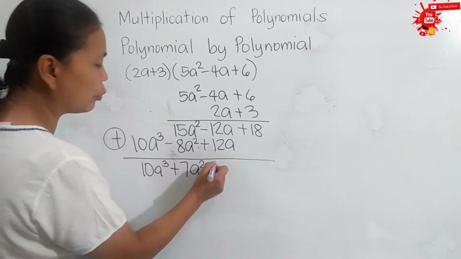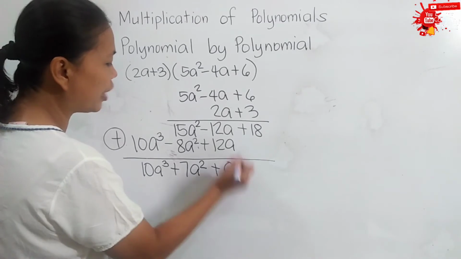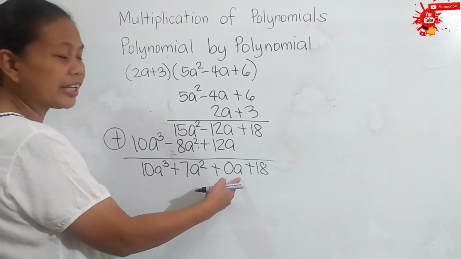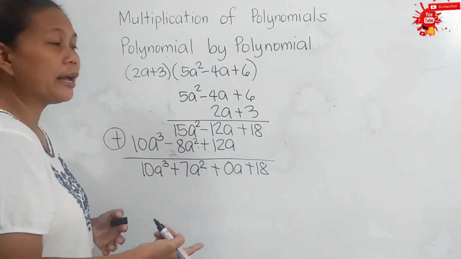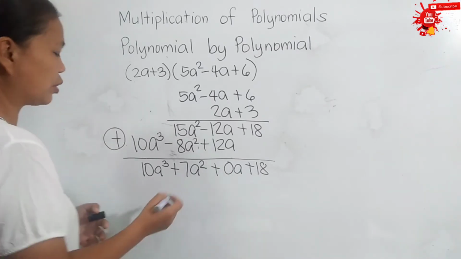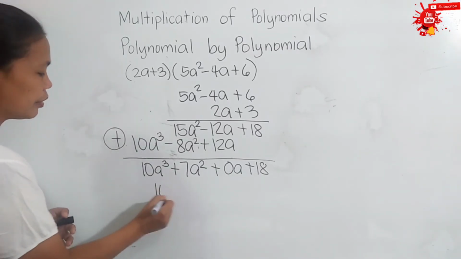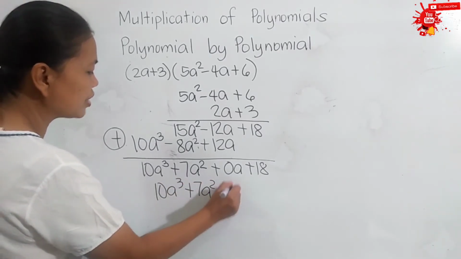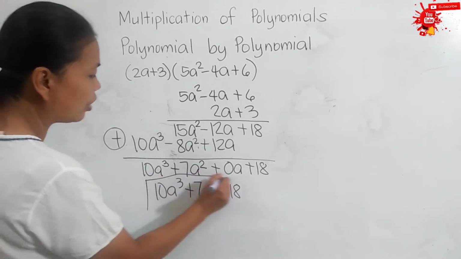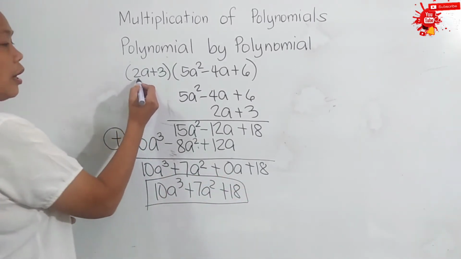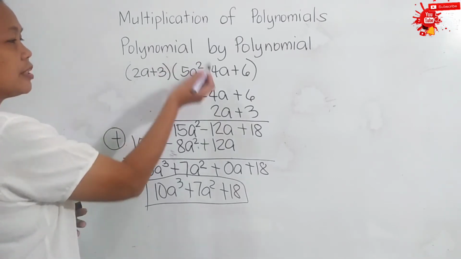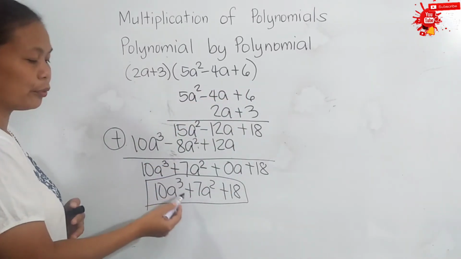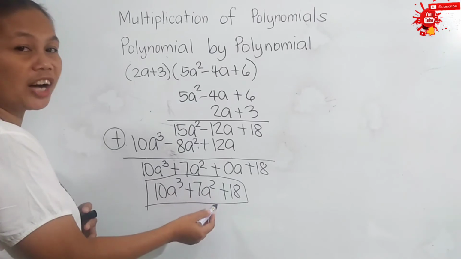And what is negative 12 plus positive 12? So it is equal to 0. So we have 0a. And then bring down positive 18. Then if we have 0 times a, it is equal to 0 because any number multiplied by 0 is 0. So our final answer will be 10a cubed plus 7a squared plus 18. So the product of 2a plus 3 times the polynomial 5a squared minus 4a plus 6 is 10a cubed plus 7a squared plus 18.